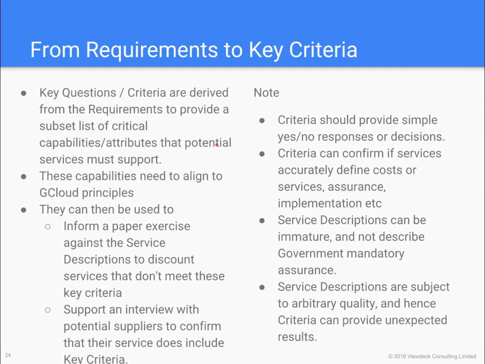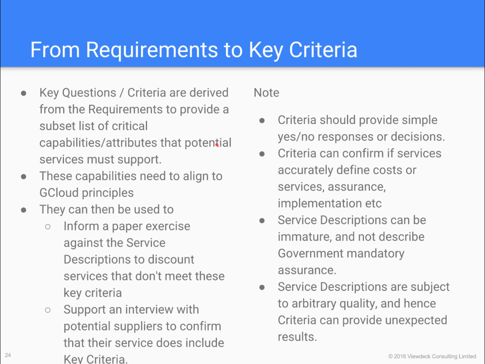Make sure that the criteria are there to help confirm accurately the costs. So it needs to support 100 users, for example, or needs to provide second line service management, for example. Those might be good key criteria that you would look to make sure that the service descriptions do actually support and clearly identify the costs that go with them.